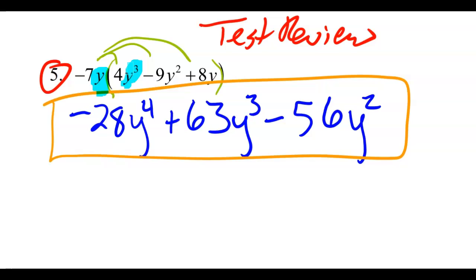Okay, this is like problem 1 on the quiz. So if you miss that problem, this is how you do these problems. You multiply the numbers, you multiply the variables.